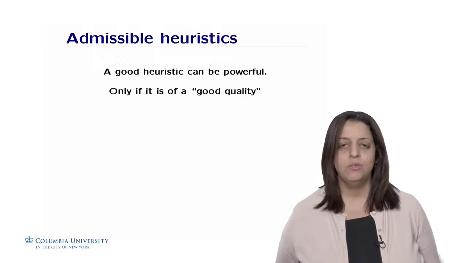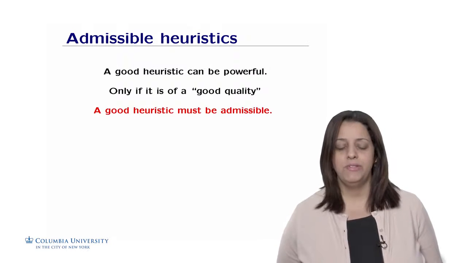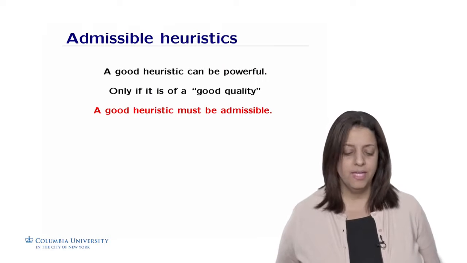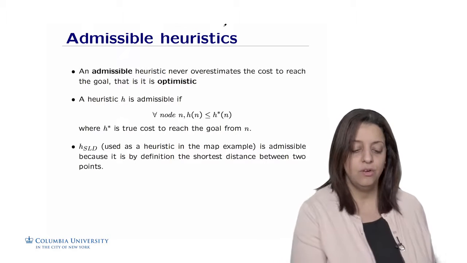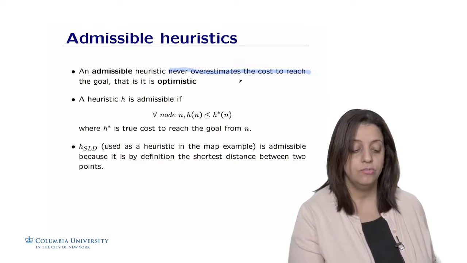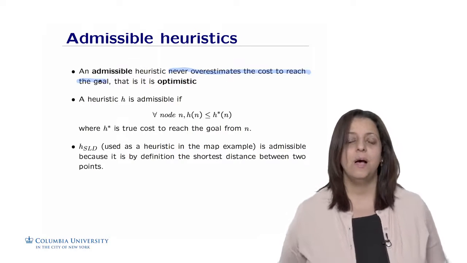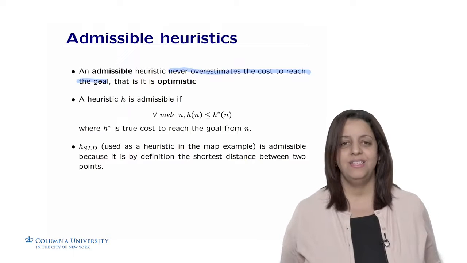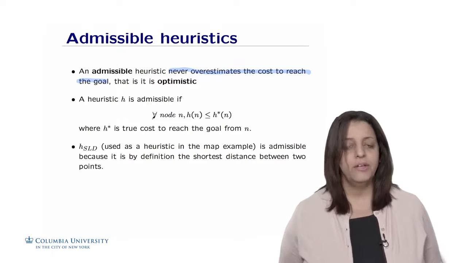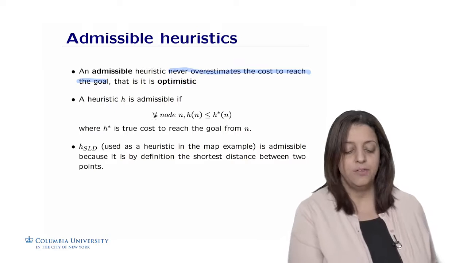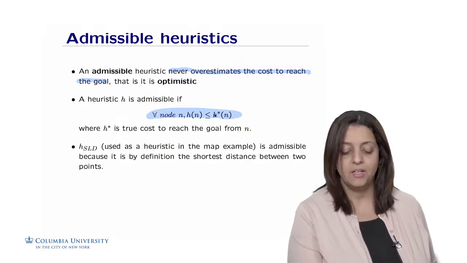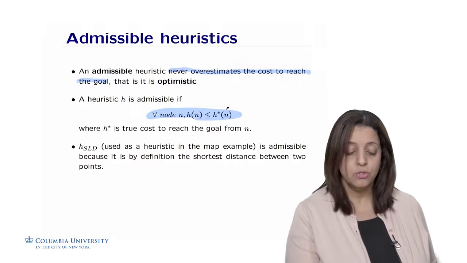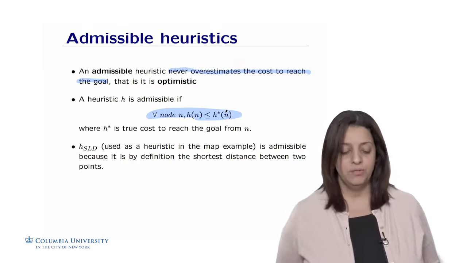So a good heuristic is known to be powerful if it has the property of being what we call admissible. So what is an admissible heuristic? It's a heuristic that never overestimates the cost to reach the goal. That is, it is optimistic. So it always has less than what it needs to reach the goal. So more formally, a heuristic is admissible if for all nodes n, the value of the heuristic at the node n is bounded by the true cost to reach the goal from the node n.